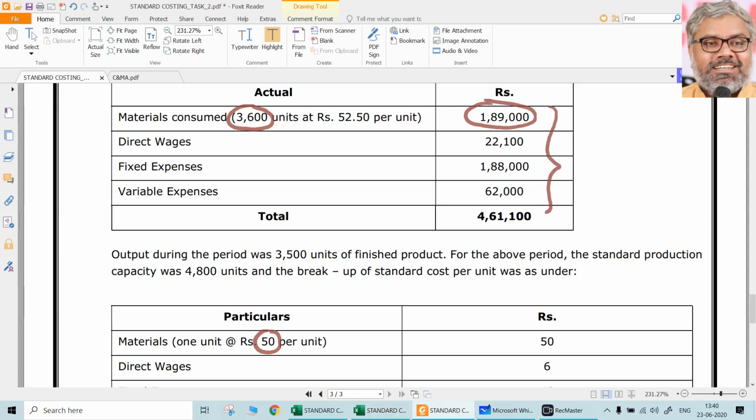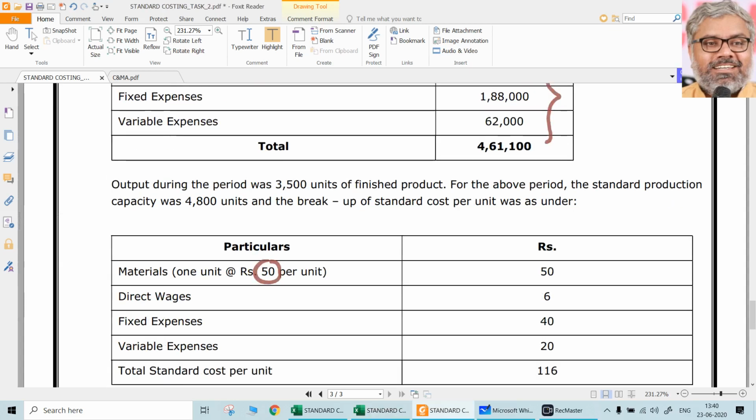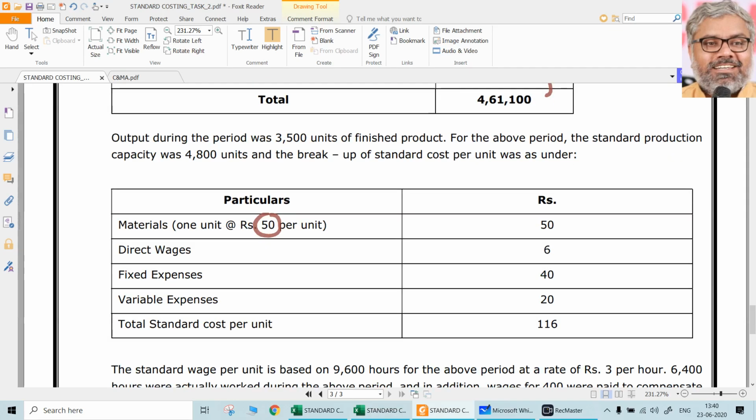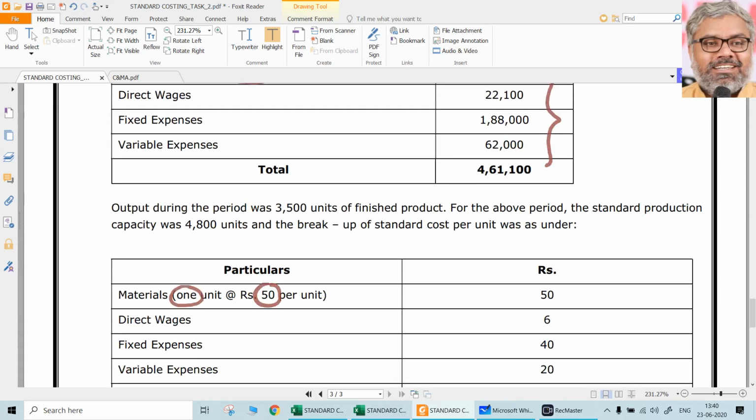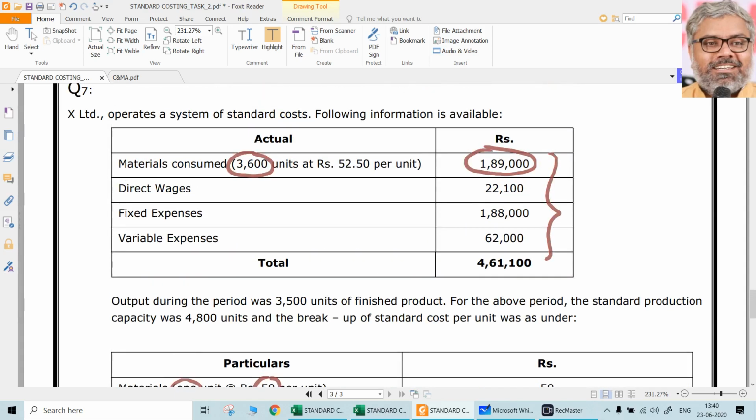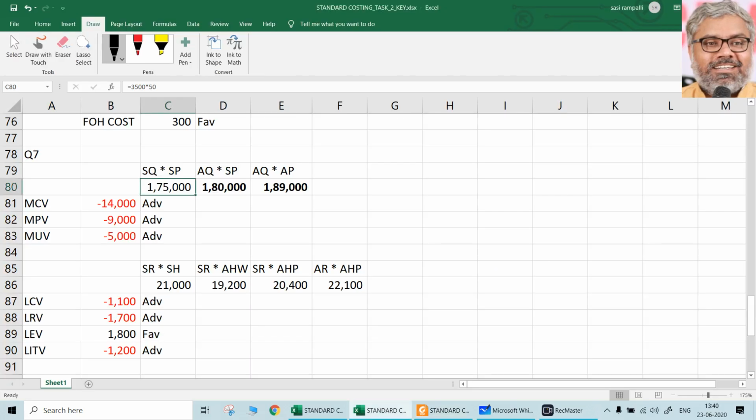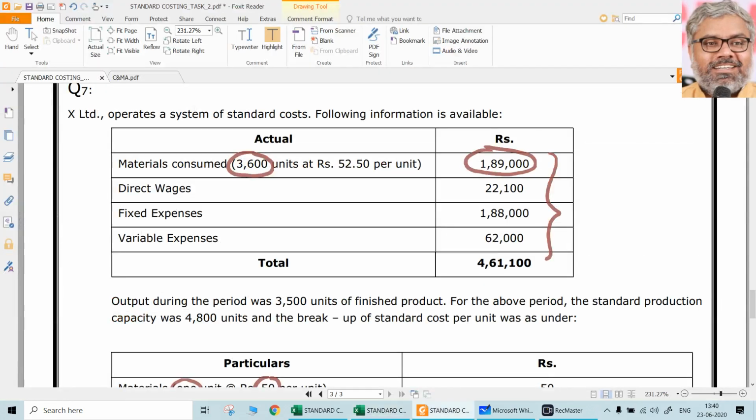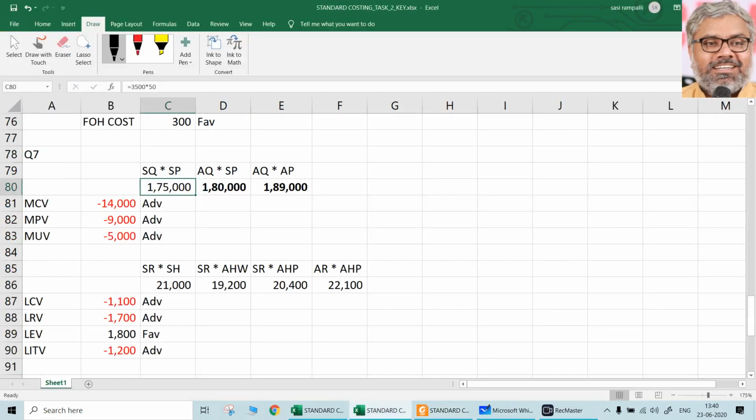Then SQSP. SP is already there, 50 rupees per unit. SQ means the standard quantity required for actual output. See, in order to manufacture 1 unit of output, the standard quantity of requirement of material is one unit. So for each unit of output, you need 1 unit of input. For 3,600 units of output, how many units of input is required? Naturally 3,600 only. So that is the standard quantity required for actual output.